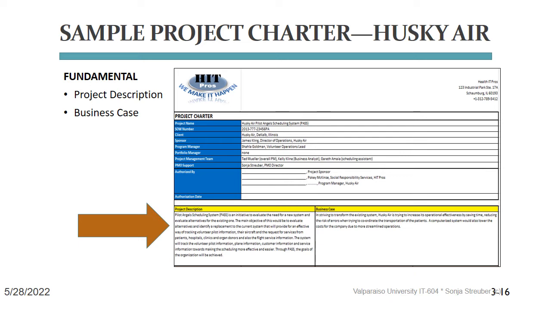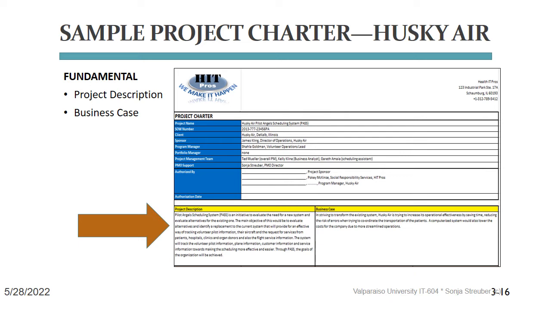Here we're looking at the upper third of this template, and in the upper part, we're seeing the project governance information that starts with the project name, the SOW number, that's the statement of work number, the client name, the sponsor information, program manager, portfolio manager, project management team, and PMO support. This is very important because it lists all the entities and all the stakeholders that are involved in the decision-making process about project funding, change requests, and other high-level administrative considerations.